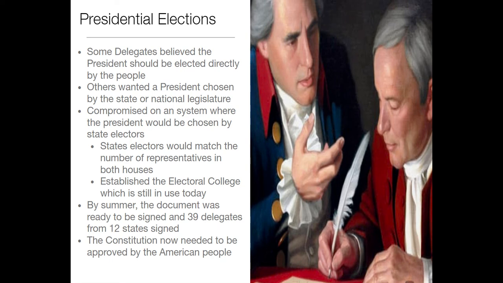So we're done with these notes. You want to make sure to go back and fill in your key terms. Next week, we will be looking at the Bill of Rights and other amendments to the Constitution.